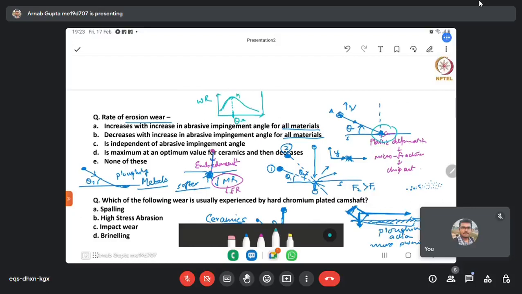And why does it reduce? I already said, because of embedment or impregnation of the abrasive particles on the surface. So that would arrest the crack propagation.